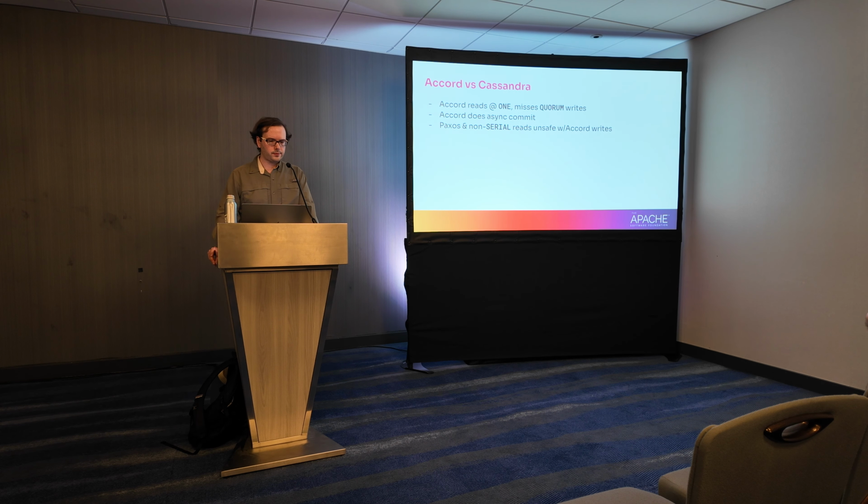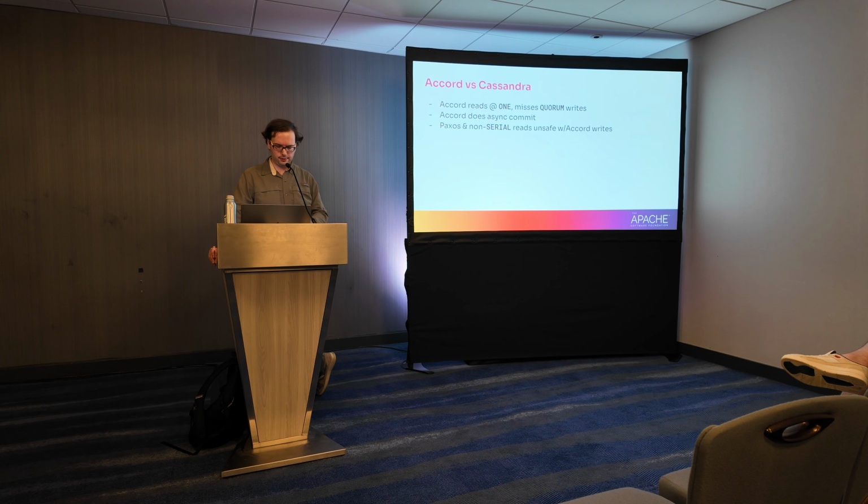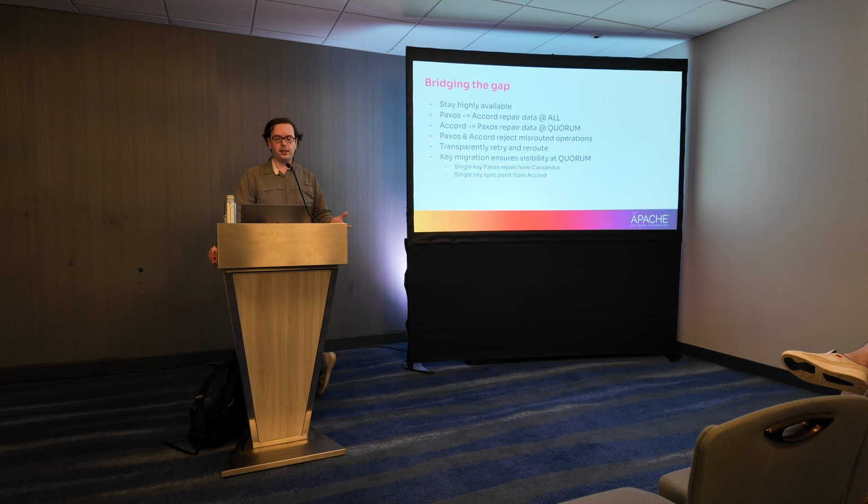So, and there's some other differences between Accord and Cassandra, right? Like what Accord wants to do is read at one, which means by default, it would not be able to see quorum writes done at any time. Accord also does asynchronous commit, which means that things that are trying to read Accord's writes aren't going to necessarily see it, even though the Accord write has been acknowledged. Additionally, Paxos and non-serial reads are just unsafe to read Accord writes. So how do we bridge the gap? So the first thing is we have to stay highly available.